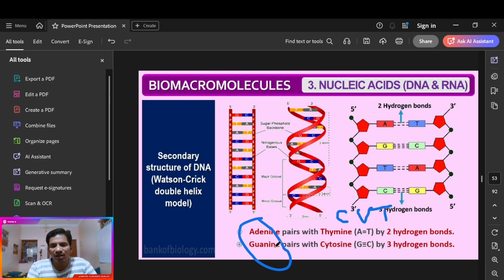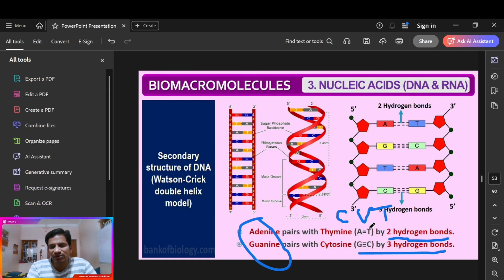Now adenine pairs with thymine. A double bond T, by 2 hydrogen bonds. But guanine pairs with cytosine with triple hydrogen bonds. A and G are the purines; C, U, T, cytosine, uracil, thymine are the pyrimidines, right? But the complementary base pairs are A is equal to, double bond, T, and G triple bond C, right?